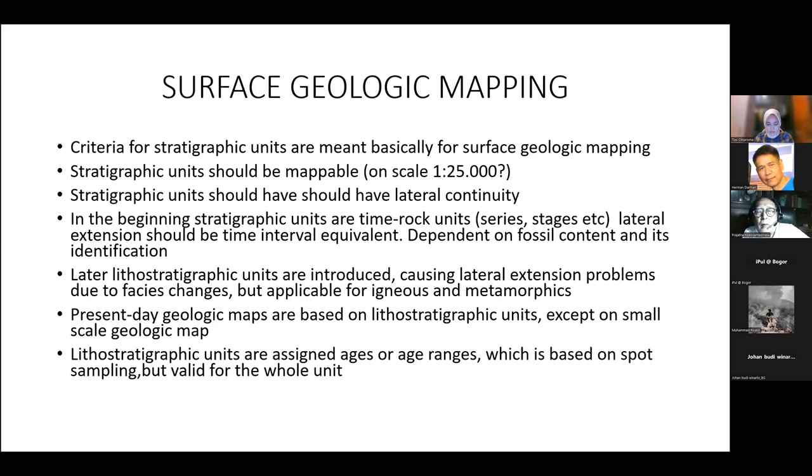In the beginning, stratigraphic units were time-rock units, series and stages, with lateral extension being time-interval equivalent, depending on the fossil content for time identification. But later on, lithostratigraphic units were introduced, causing lateral extension problems due to fossil change, but they are applicable for igneous and metamorphic rocks also. Present-day geologic maps are based on lithostratigraphic units, except on small-scale geologic maps using geochronology, probably. These stratigraphic units are assigned ages or age ranges based on spot sampling, but it's considered valid for the whole unit.